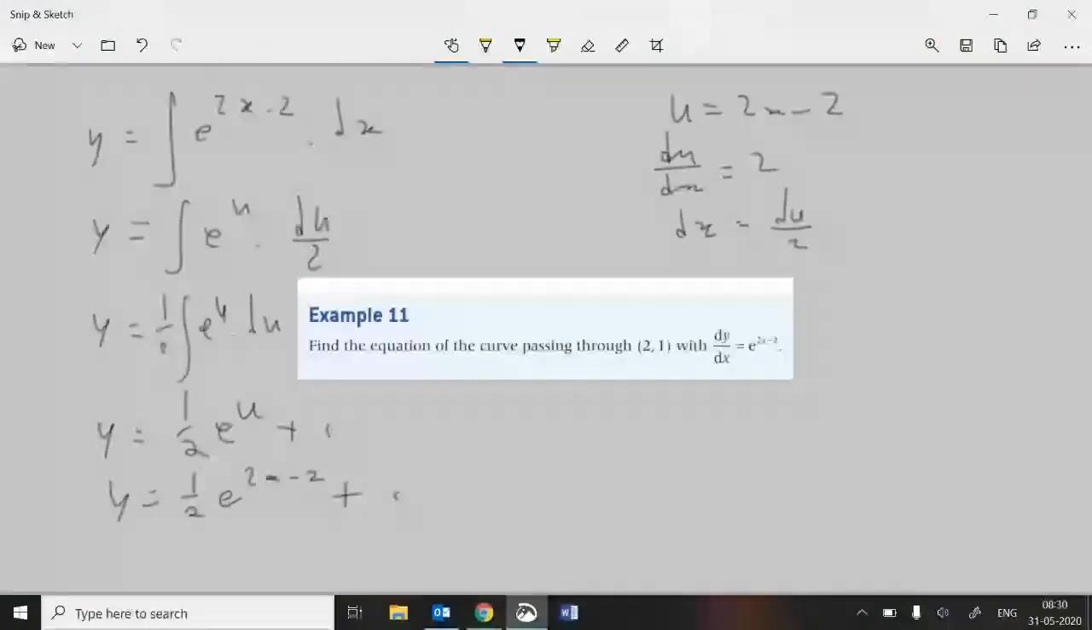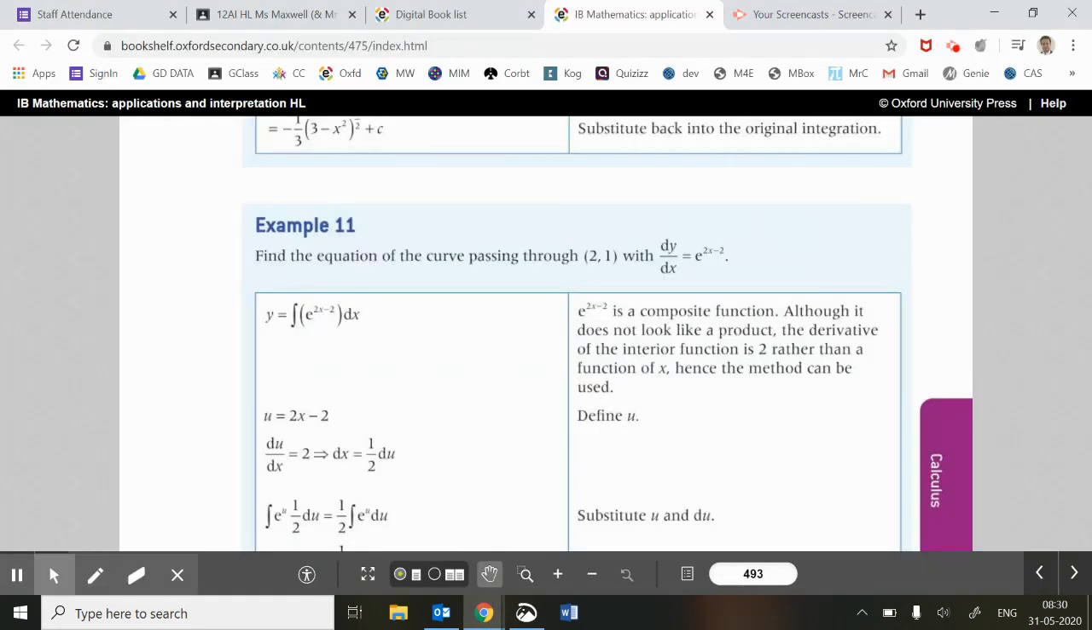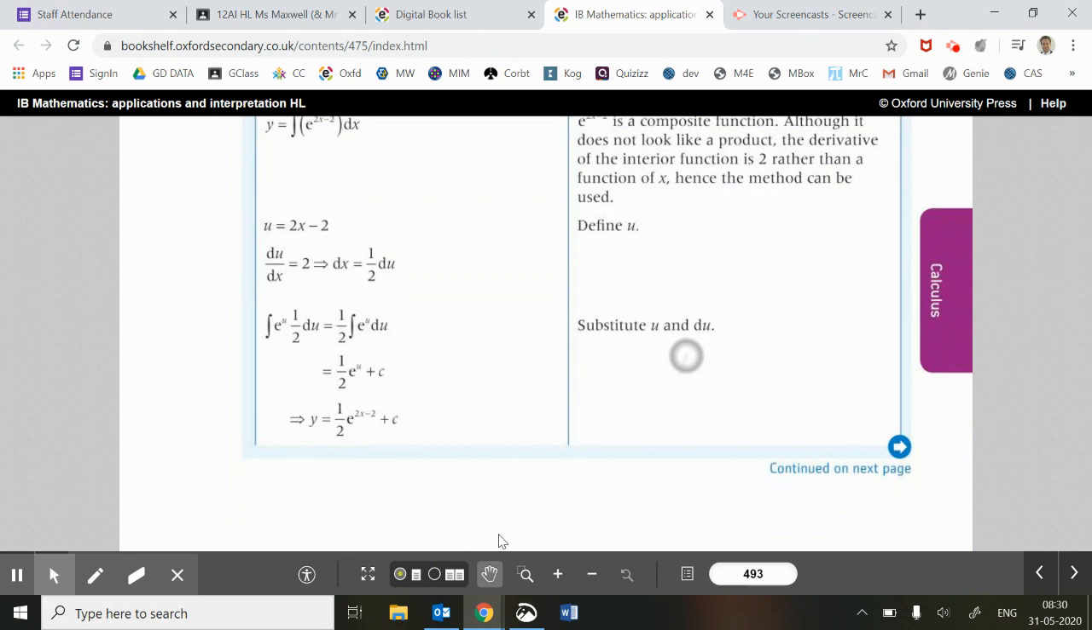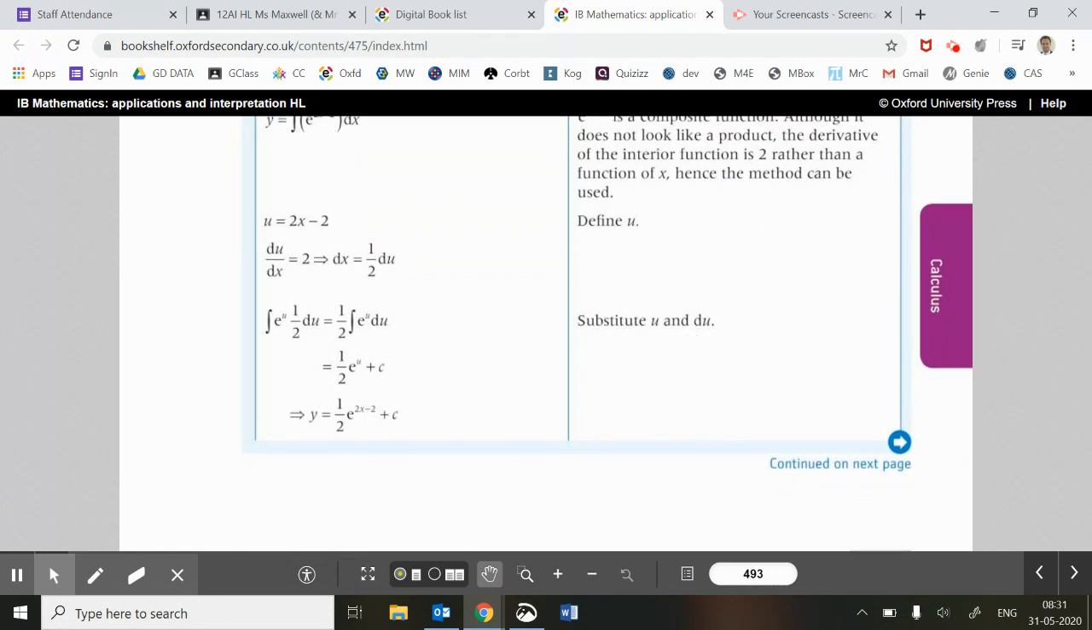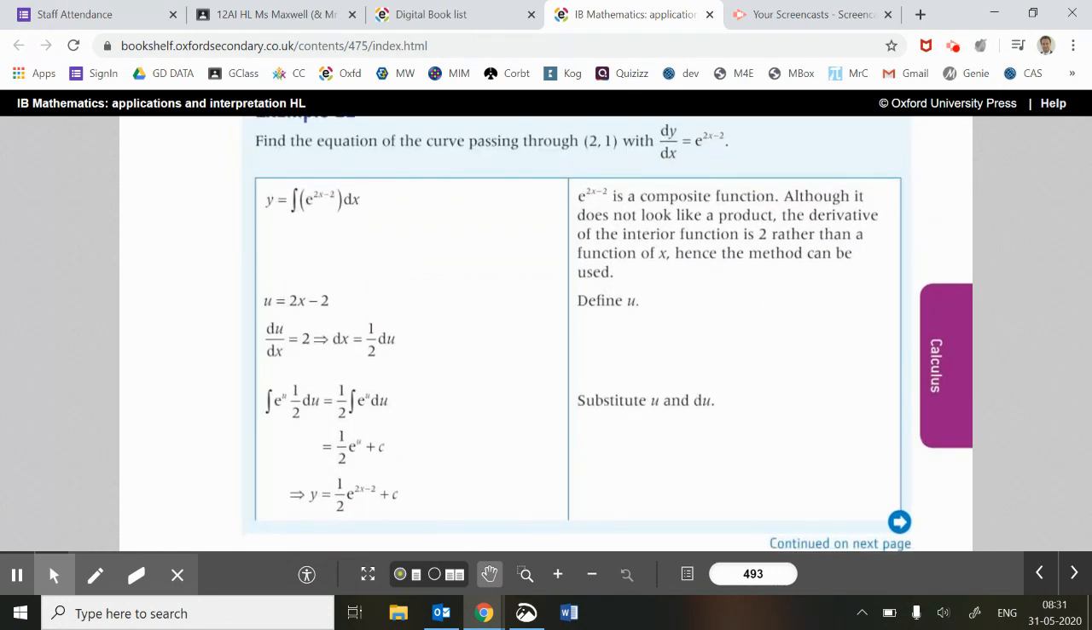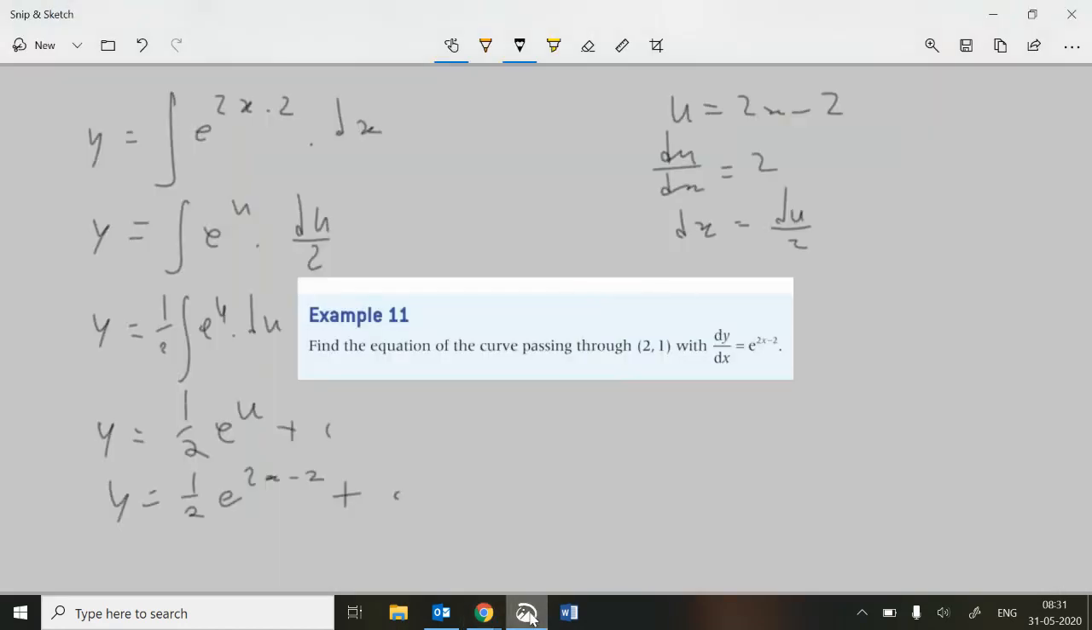So there's our function. Let me just check that I've got that right, just in case I've made any mistakes. I don't want to redo the whole thing. Yep, there we go. We've got the same thing. Now, that's not finished, obviously, because we don't know what c is. So we need to find c, and that's where this extra point comes in. So now we can substitute this in.